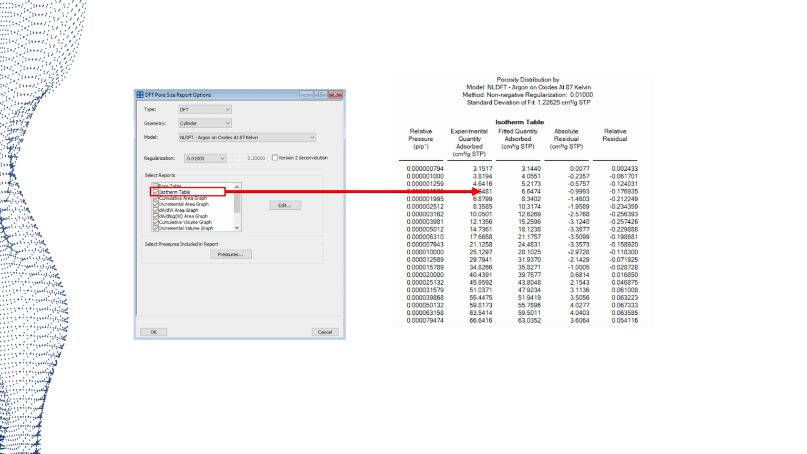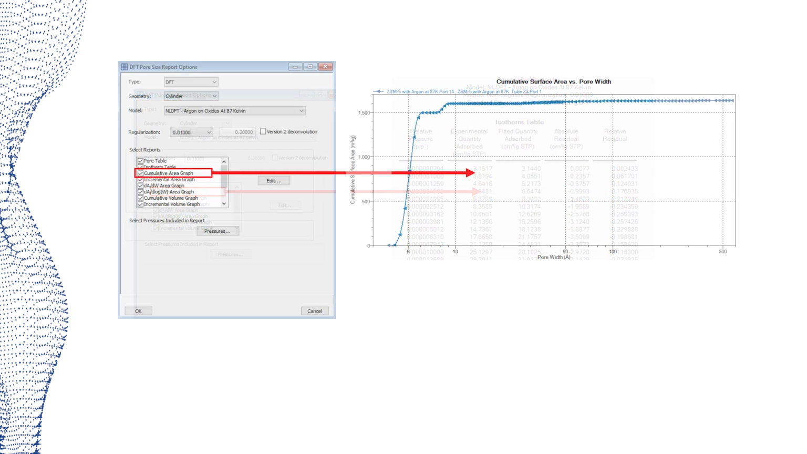Essentially, this shows you how well the experimental quantity matches with the fitted data. Once again, it may be easiest to view this in graphical form. The cumulative area report shows the pore width on the x-axis versus the cumulative surface area on the y-axis. Where you see the sharp uptick in the cumulative surface area corresponds to where there are a lot of pores in that particular size range. We can see here that the majority of our pores are somewhere in the area of 5 angstroms. We can also see that we essentially have no pores larger than 10 angstroms in size.